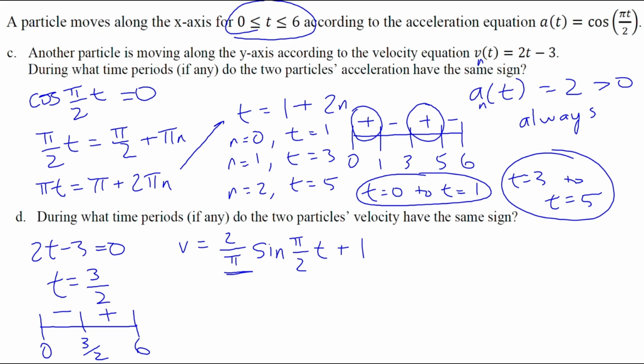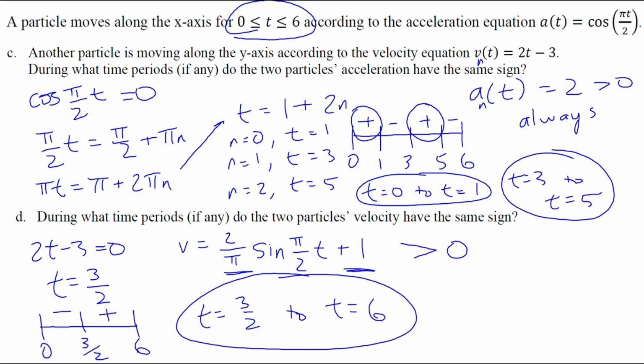So really now, the smallest I can be is -2 over pi, which is between -1 and 0. And if I add 1 to it, I'm always going to get a positive. So this thing is always greater than 0. Therefore, they have the same sign from t equals 3 halves to t equals 6. And that's the only interval, because the velocity of the other one is never going to end up being negative. So that's it for question number 2.